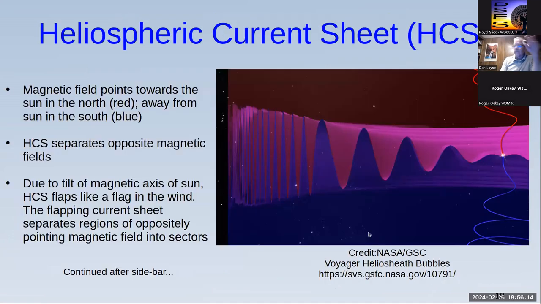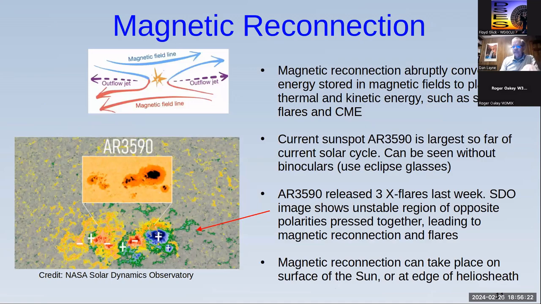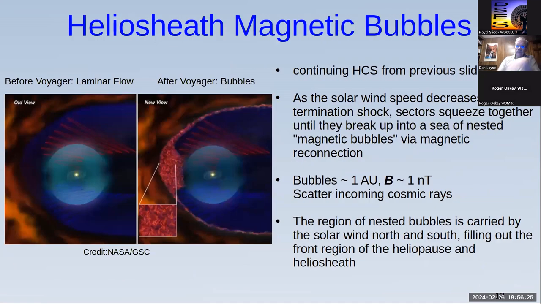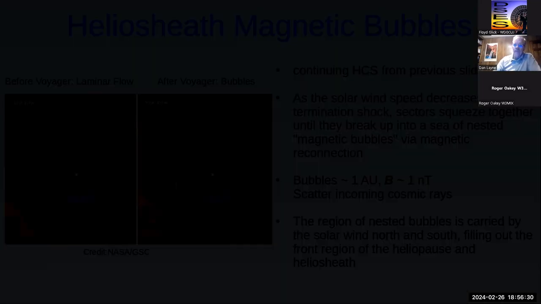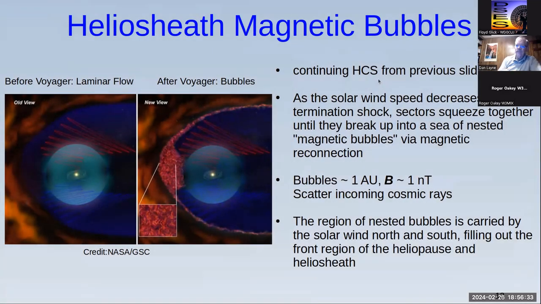We were talking about this big current sheet, and then it's getting divided into sectors. So we introduced magnetic reconnection. Now we're going back to the current sheet, and whoops, I went ahead too much. Let me back up. We're going back to the current sheet. And as the solar wind decreases past the termination shock, it starts slowing down. Those sectors squeeze together until they break up into this sea of nested foaming magnetic bubbles. And magnetic reconnection is what causes that.